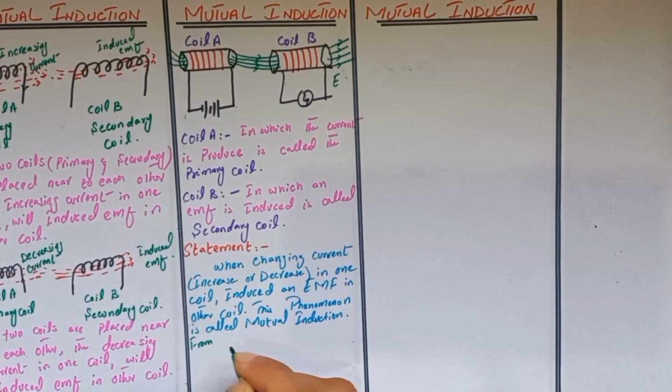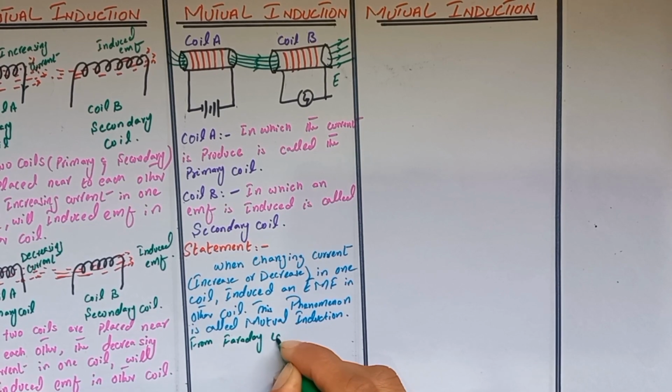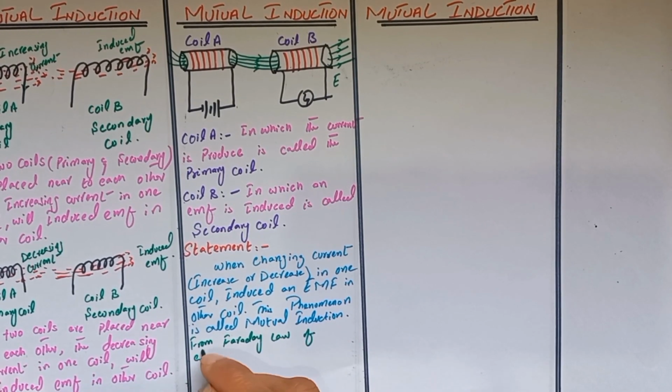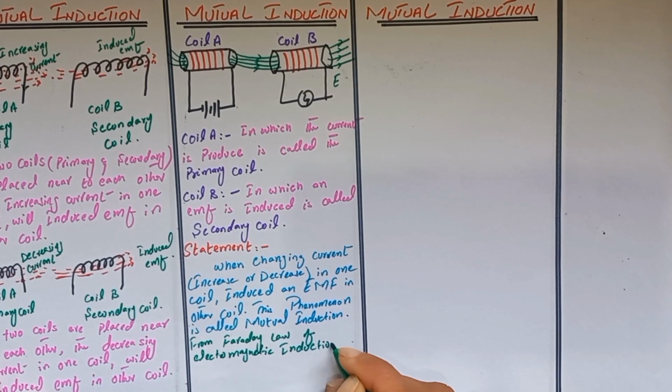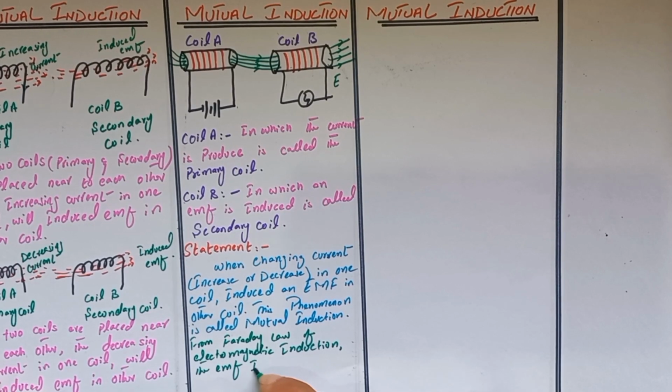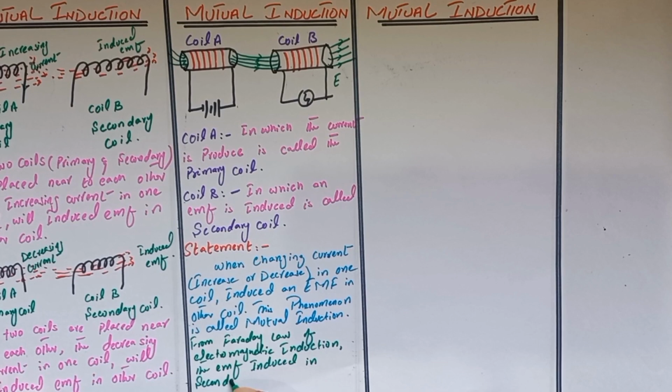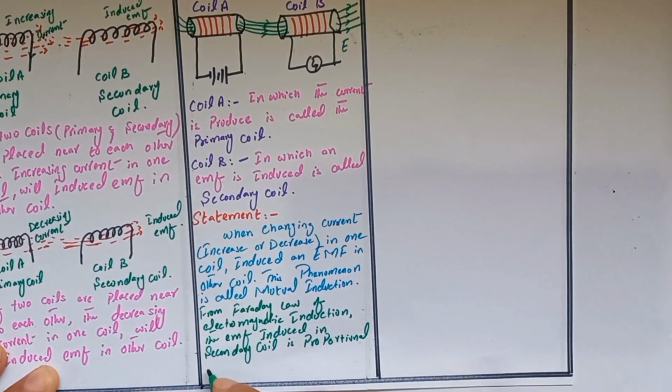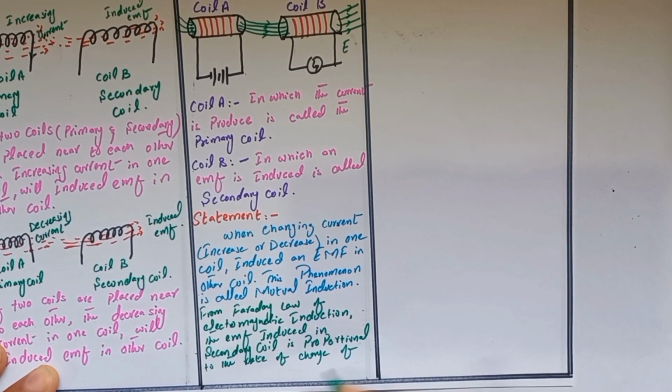From Faraday's law of electromagnetic induction, the EMF induced in the secondary coil is proportional to the rate of change of magnetic flux.